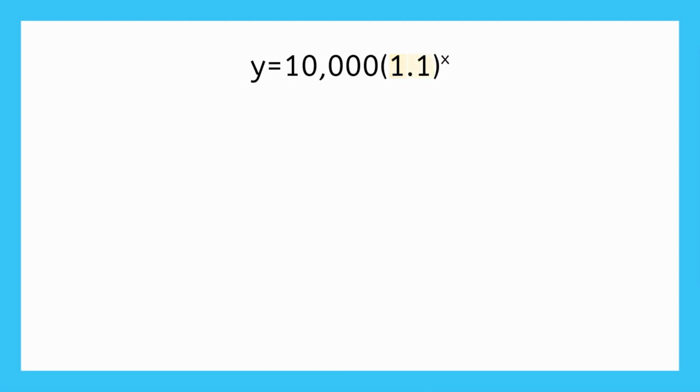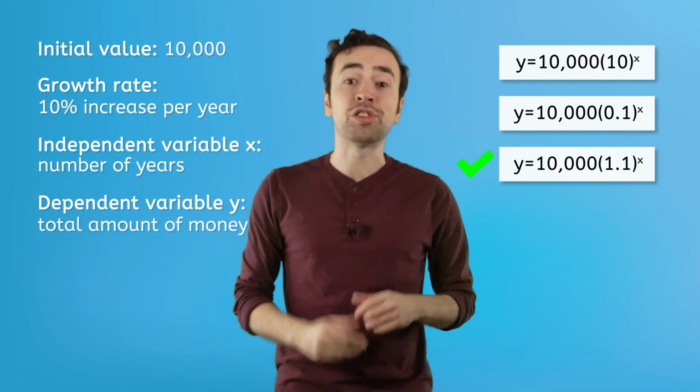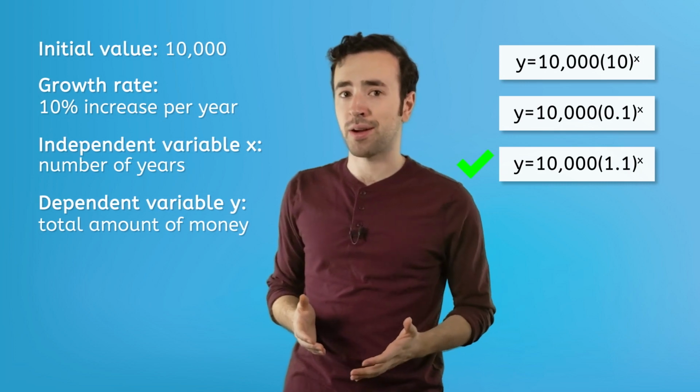Now, what about the 0.1? Well, what's 10% as a decimal again? Yeah, 10% as a decimal is 0.1. So the 0.1 increases the current value by 10% for each additional time period. And that means this last equation is the correct way to represent the scenario.